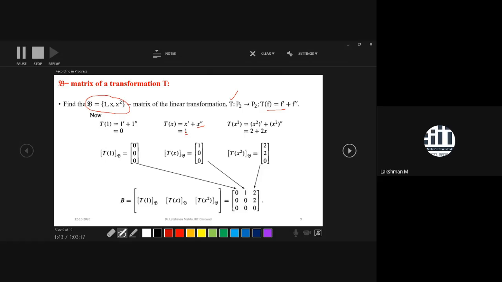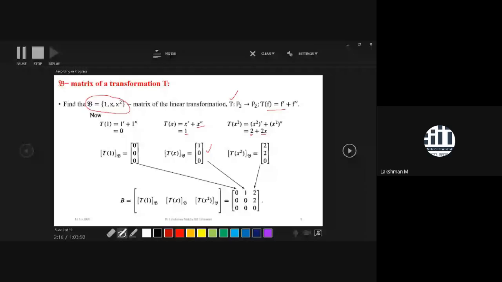So image of x is 1. And what is the coordinate of 1 with respect to this basis? That means 1 times 1 plus 0 times x plus 0 times x square. So the coordinate of T of x would be 1, 0, 0. So you are getting this coordinate. Similarly, find the image of x square. That means first derivative of x square plus the second derivative of x square. First derivative of x square would be 2x, and second derivative of x square would be the constant 2.